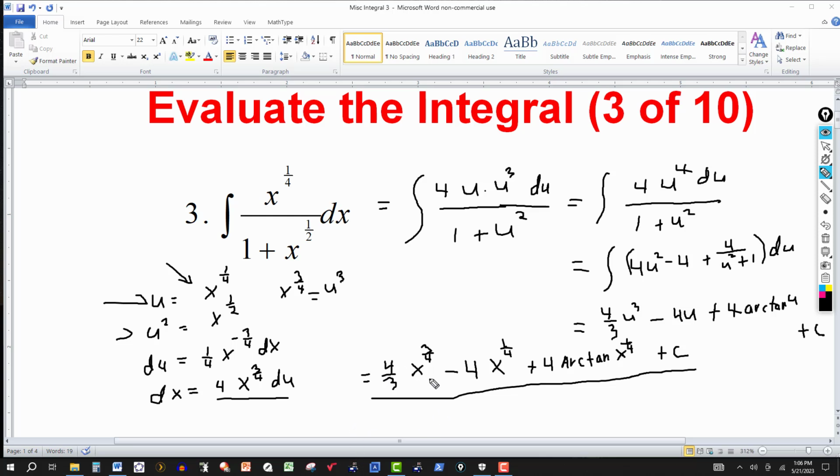And again, we could write these as radical expressions. The first one could be the 4th root of x cubed, x to the 1/4 could be written as the 4th root of x, and of course over here in the arctan also. But we'll leave the answer that way.